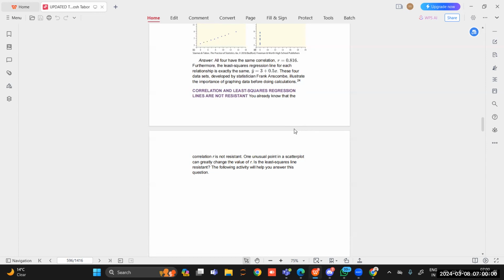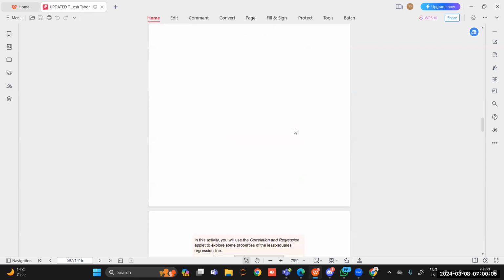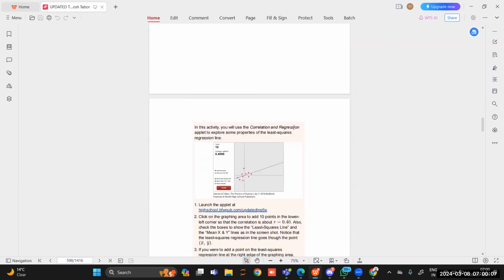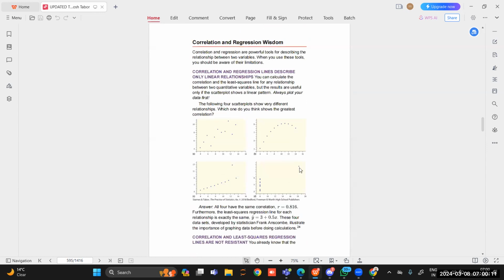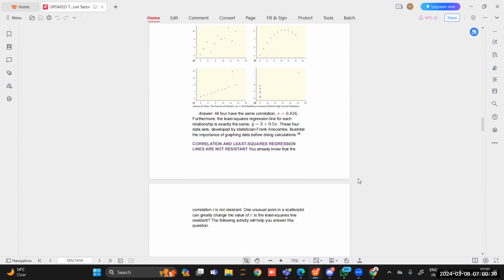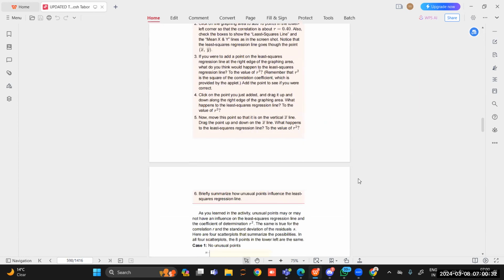That is the least square regression line. The following activity will help you answer this question. Now we are going to talk about outlier removal from the data. In this graph, this point is the outlier, which is making the correlation and the least square regression line the same. This point is the outlier, same here. There must be some point here also which is an outlier. So we'll see it.